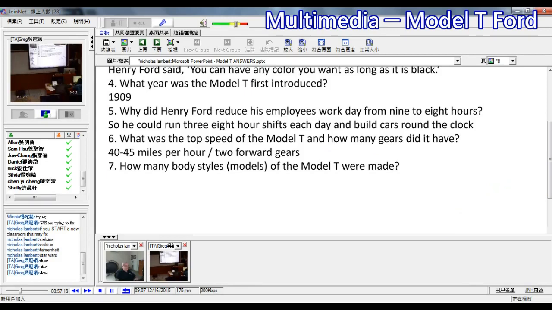This question is not very fair because there were many models of the Model T. Now, how many body styles were made, do you think?